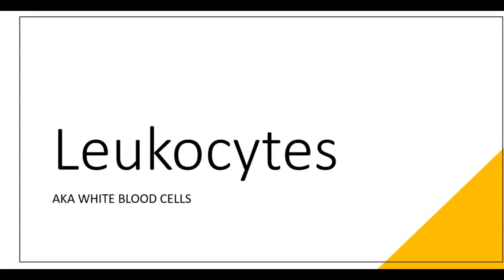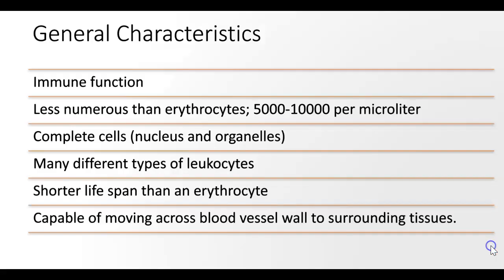This video is going to look at leukocytes, otherwise known as our white blood cells. So, general characteristics of white blood cells: their main job is to respond to foreign particles, debris, bacteria, fungus, and cells that are mutated. They help protect our body. It's an immune function. They are less numerous than erythrocytes. There's only about 5,000 to 10,000 per microliter versus the millions that we had of erythrocytes.